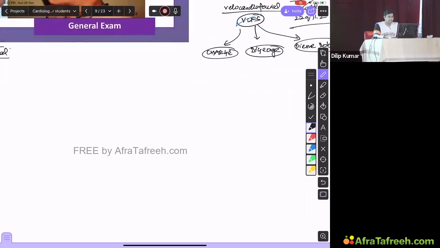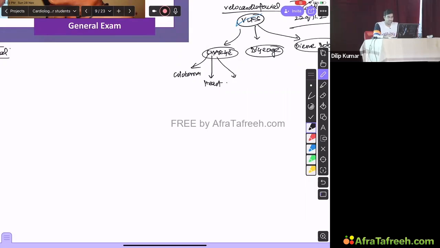CHARGE association: C stands for coloboma of the eyes. H stands for heart defects. A stands for choanal atresia. Yesterday we studied, no? Choanal atresia produces cyclical cyanosis. So same thing, choanal atresia. And R stands for reduced growth.